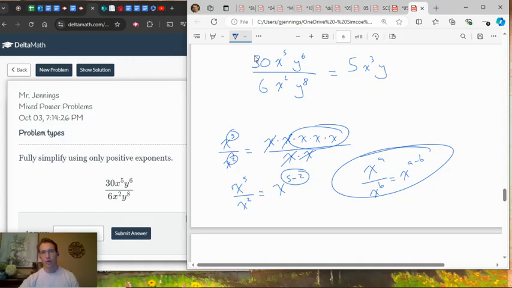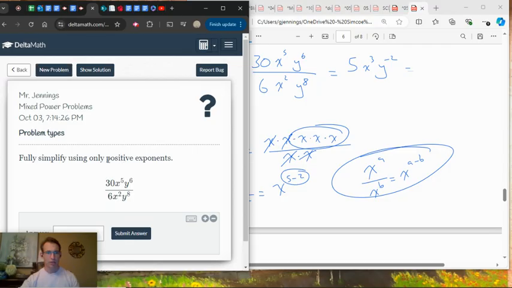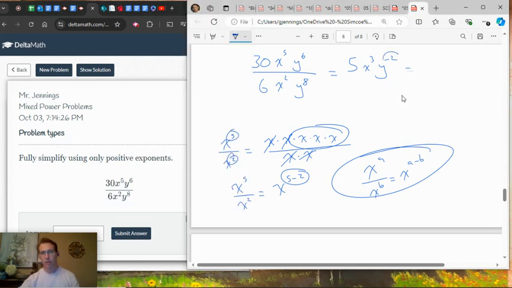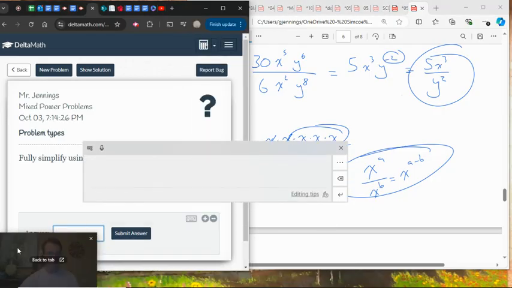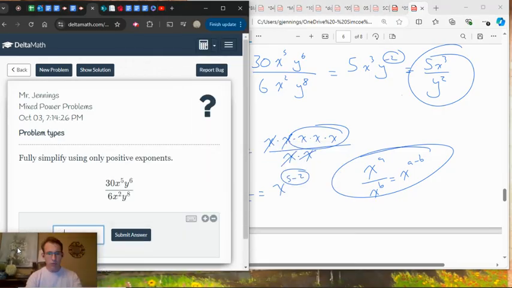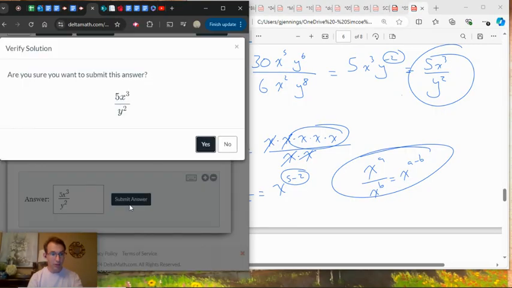over y to the 8 is y to the negative 2, which this program doesn't like because it only wants positive exponents. See that there? Oh, why won't that highlight? Positive exponents only. There, positive exponents. So they don't like this negative exponent. But the negative exponent just means go downstairs. Or if you're downstairs, go upstairs. So we can write this as 5x to the 3 over y squared, like that. 5x to the 3 divided by y squared. Let me just show you. That's how our answer looks.